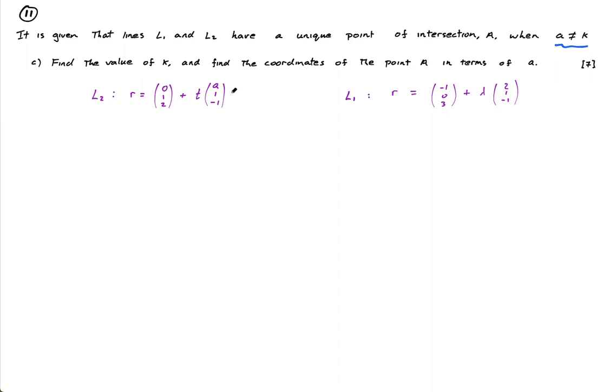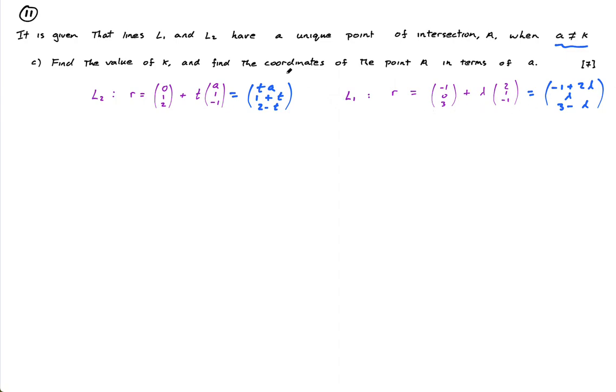Remember, the x coordinates of this line, guys, are ta, 1 plus t, and 2 minus t. That's the x coordinate, y coordinate, and z coordinate in terms of t. The x coordinate, y coordinate, and z coordinate of L1 are minus 1 plus 2 lambda, lambda, and 3 minus lambda.